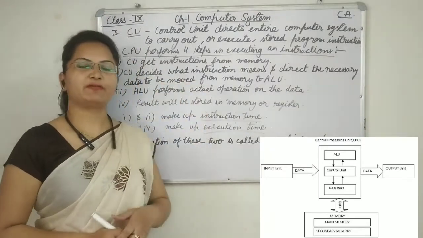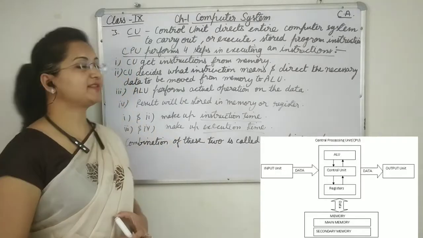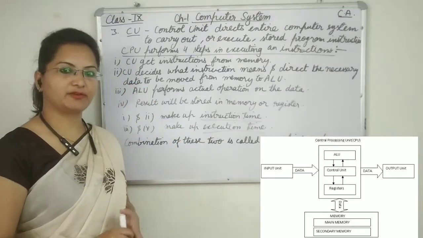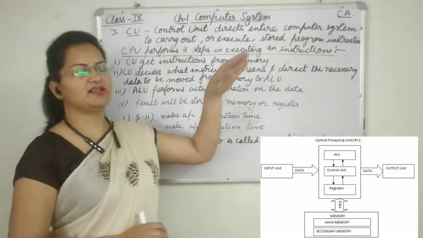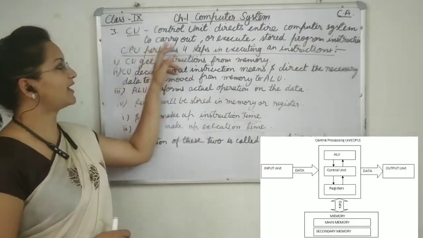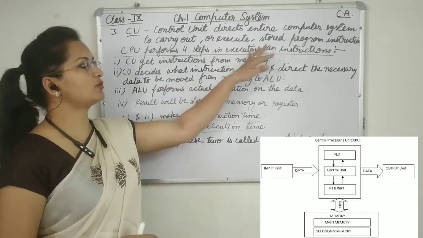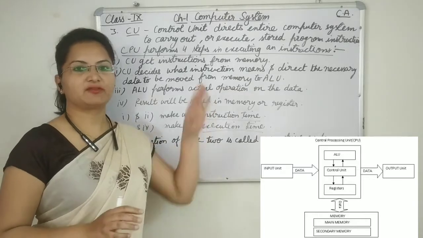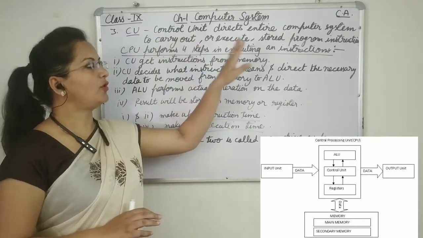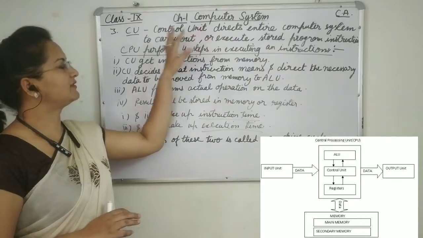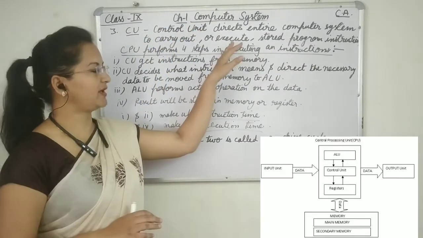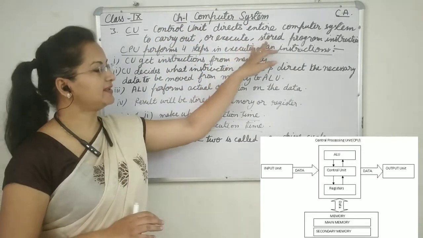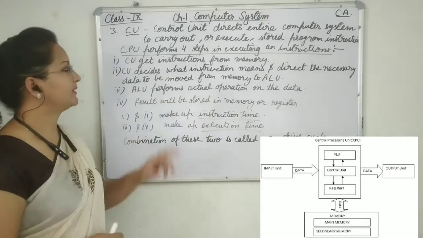And the third type of section in the CPU is the CU, that means control unit. It will simply direct the entire computer system to carry out, execute or store program instructions. It will carry out all program instructions and it will decide how to carry them out, then execute them and then store the result in the memory.